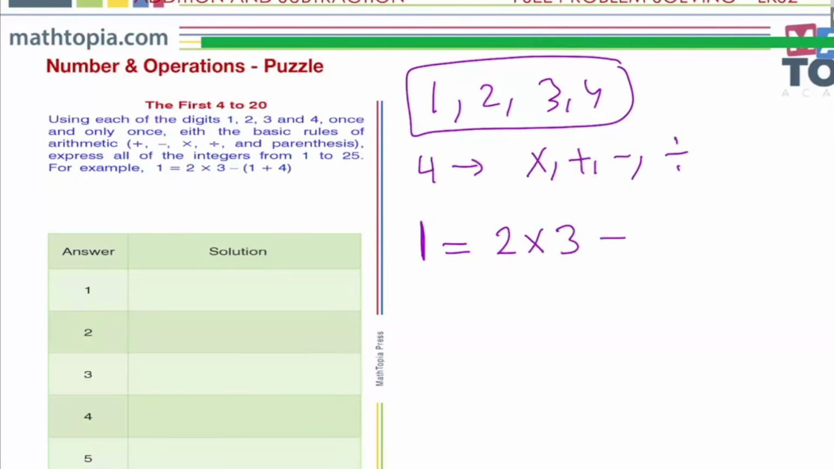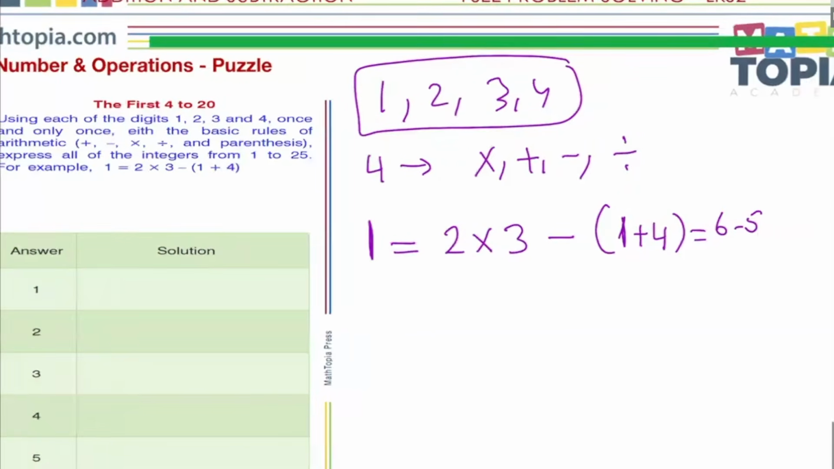6, right? Yes. And I can use 1 and 4. And what's the 6 minus 5? 6 minus 5 is 1. Do you see that I got 1 using this method? Can you try now to figure out number 2?